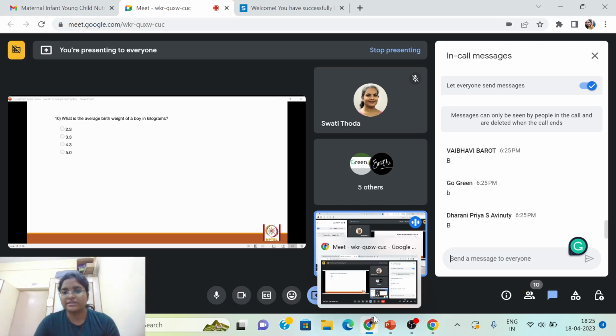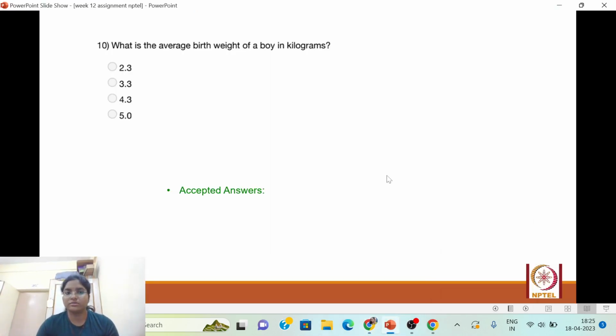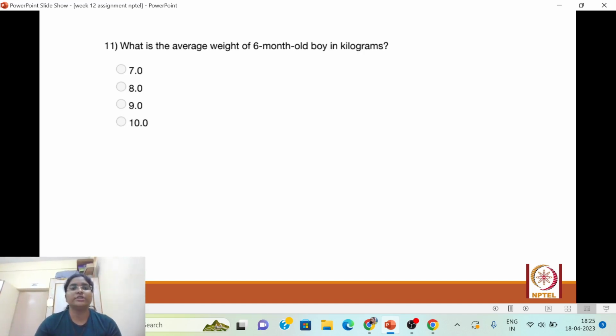Okay, let's see if B is the correct answer. Yes, so the average birth weight of a boy is 3.3 kilograms. On to the next question. What is the average weight of a 6-month-old boy in kilograms? 7, 8, 9 or 10 kgs?